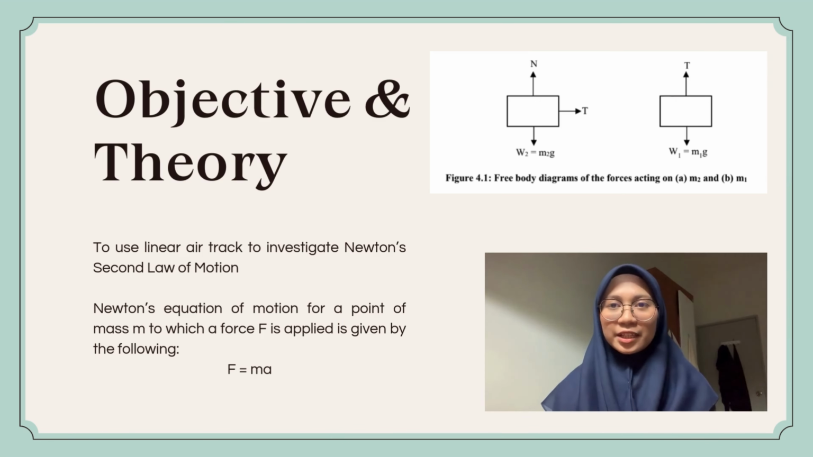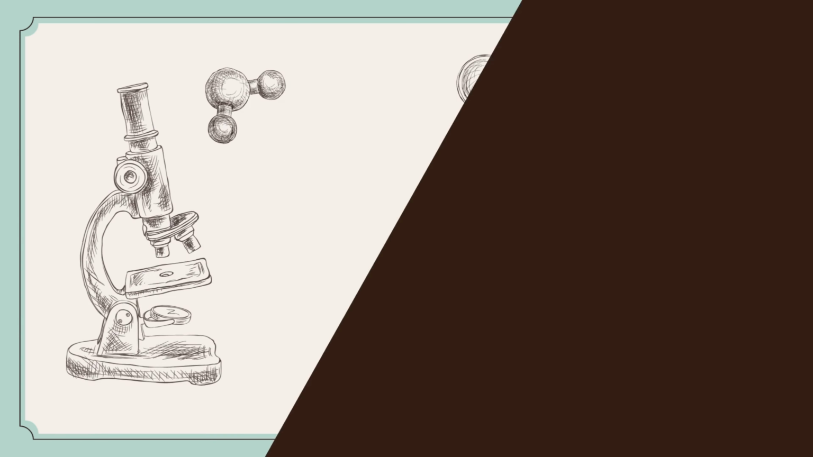The objective is to use the linear air track to investigate Newton's second law of motion. Newton's equation of motion for a point of mass m to which a force F is applied is given by the following: F equals ma, and we can see how it was applied in figure 4.1.